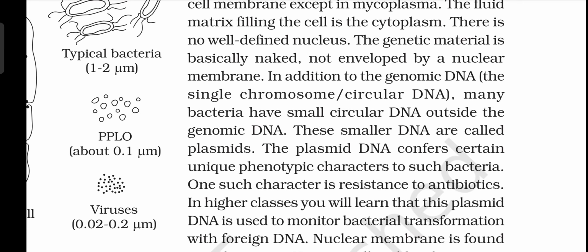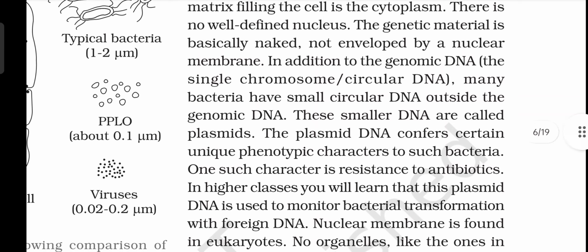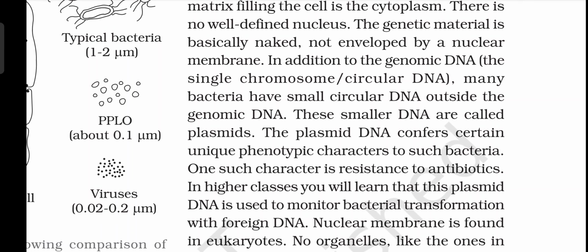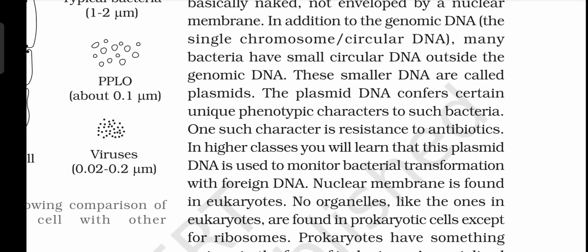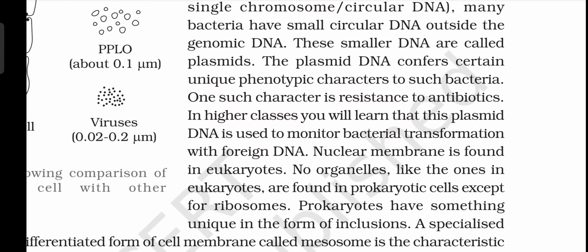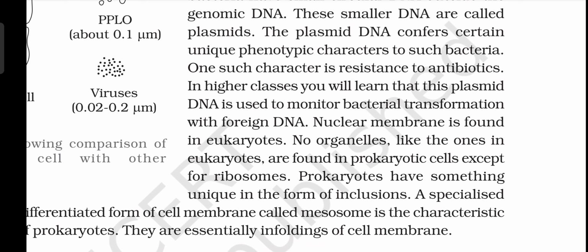In addition to the genomic DNA, the single chromosome of circular DNA, many bacteria have small circular DNA outside the genomic DNA. The small DNA is called plasmids. The plasmid DNA confers certain unique phenotypic characters to such bacteria. One such character is resistance to antibiotics. In higher classes, you will learn that this plasmid DNA is used to monitor bacterial transformation with foreign DNA.